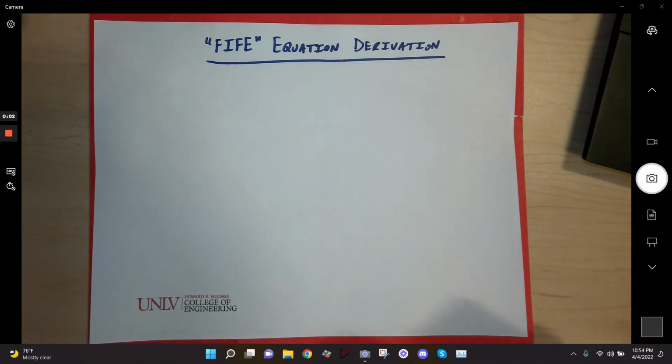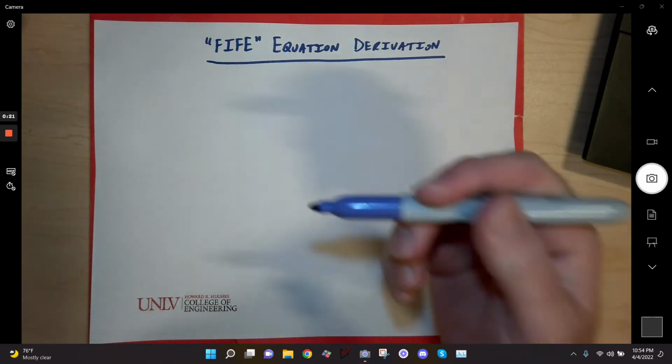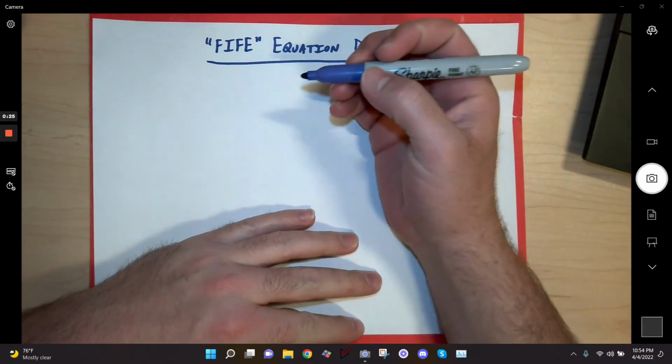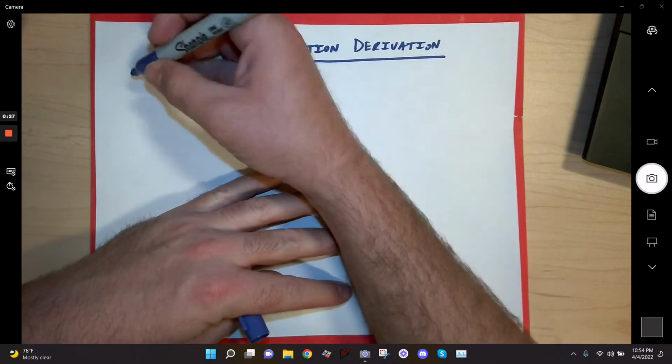Alright everybody, I just wanted to do this derivation of this equation that we talked about in class today, the FIFE equation for RC circuits. Again, this equation works for charging or discharging. You just have to know the proper final and initial values. So I'm going to go ahead and derive it for us just so that we can know where it comes from, and then you're free to use it anytime you want. You don't obviously have to derive it.